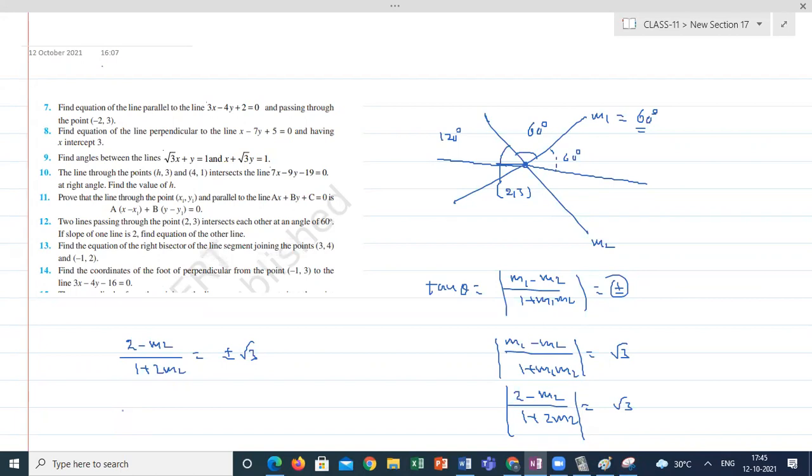Just give the M2 values. We'll move to the next question, because once you get M2 and you know the point it passes through, it will be easy to calculate the equation of the lines. Please give me the M2 values. Sir, it's coming √3 plus or minus... M2 is equal to √3 plus 2√3 M2, plus or minus √3.